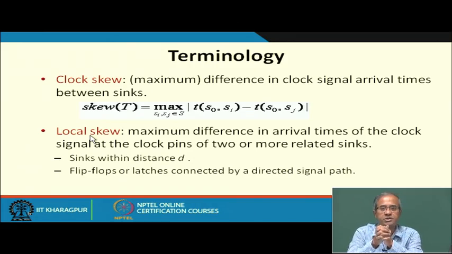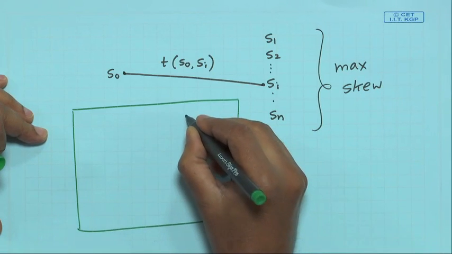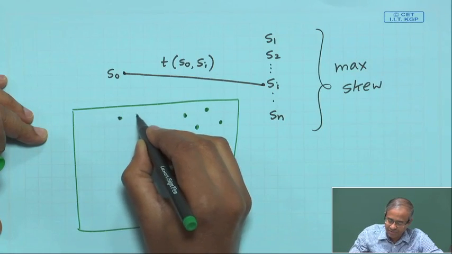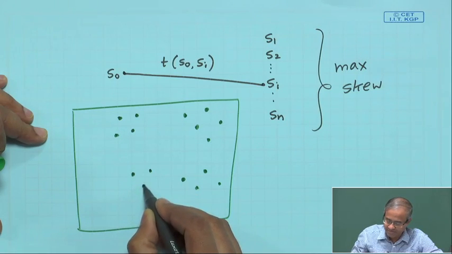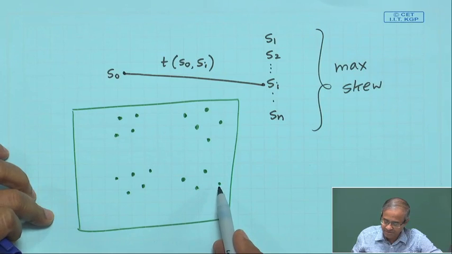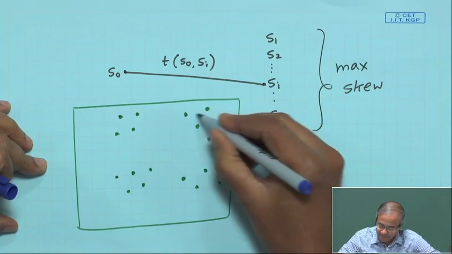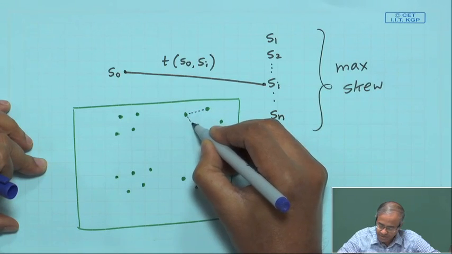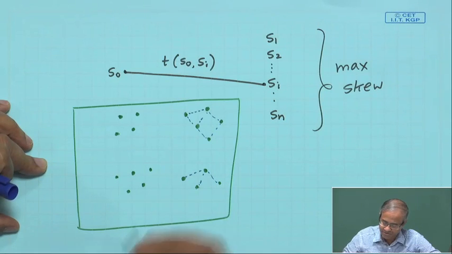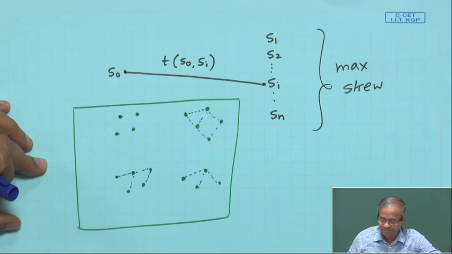Now, we define two terminologies, local skew and global skew. See one thing, we are talking about the clock signal which is going to all parts of the chip. Let us say I have a chip, and let us suppose there are some clock terminals here, here, here, and here, right. These clock terminals refer to some flip flops or some storage elements. Let us assume that these 5 dots I have shown here correspond to some storage cells which are connected among themselves. These 4 refer to some storage cells again which are connected among themselves. They refer to storage cells which are connected among themselves.